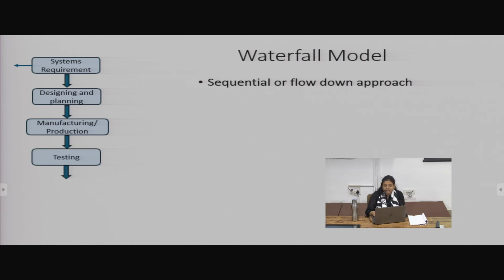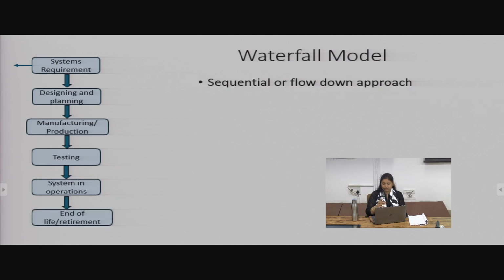Then you have to go for testing or quality checks. Then you say that now the system is ready and it is in operation. After that, once its operational life is over, it will be retired or become obsolete. Okay, fine. You see, it is all a flow down approach, sequential, one by one things will be happening. The possibility of change is very less. You have to finish the things properly in the first phase, then only you will be able to move to the second phase.